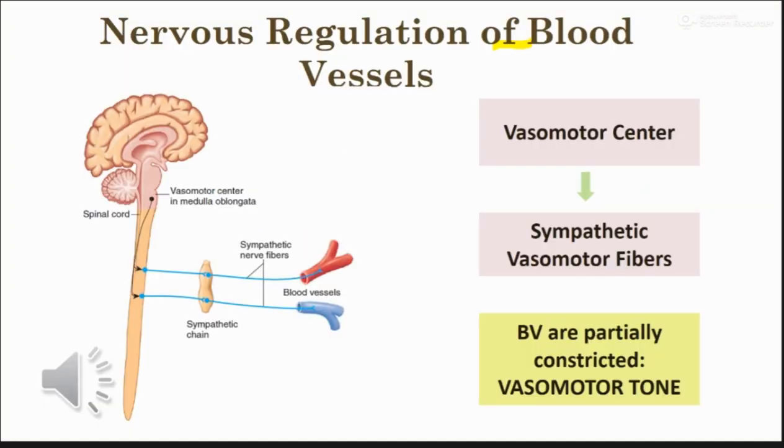So yes, let's go now to the nervous regulation of blood vessels. As we can see here, there are sympathetic vasomotor fibers. So this one is your sympathetic vasomotor fibers. They innervate all the blood vessels of the body, except your capillaries, your precapillary sphincters, and most metarterioles.